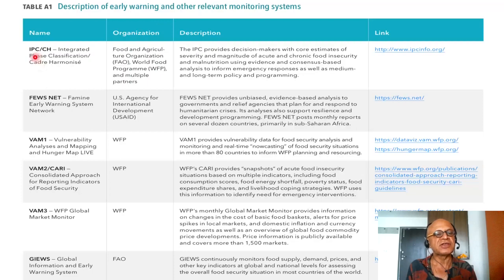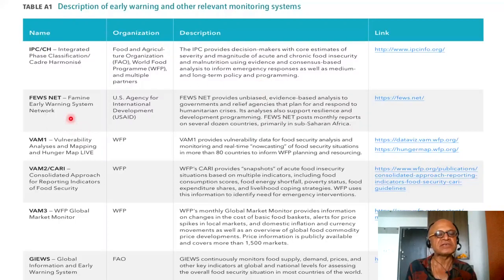So this is the Integrated Food Security Phase Classification and Cadre Harmonisé, French word. There you go. So this is run by FAO and World Food Program and multiple partners. What does it do? Basically, IPC provides decision makers with core estimates of severity and magnitude of acute and chronic food insecurity and malnutrition using evidence and consensus-based analysis to inform emergency responses as well as medium and long-term policy and programming. So that's a fairly large mandate in terms of what they do.